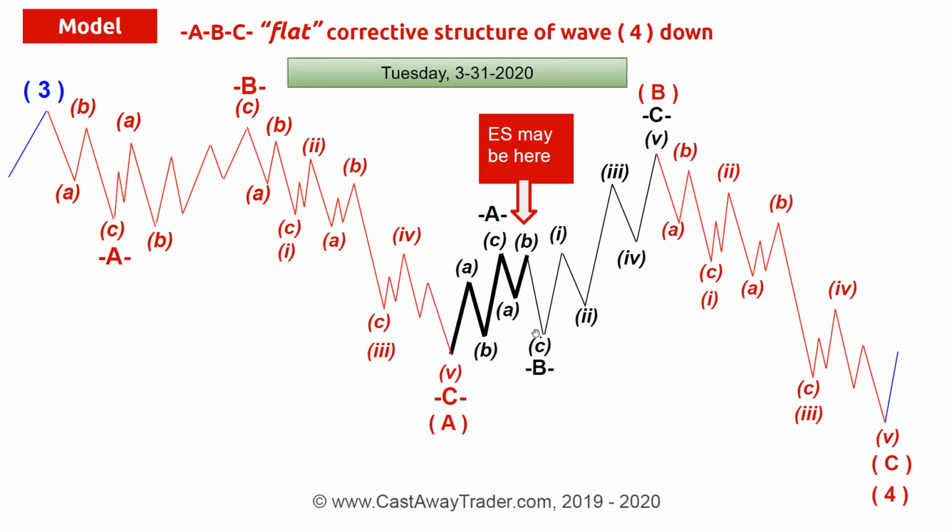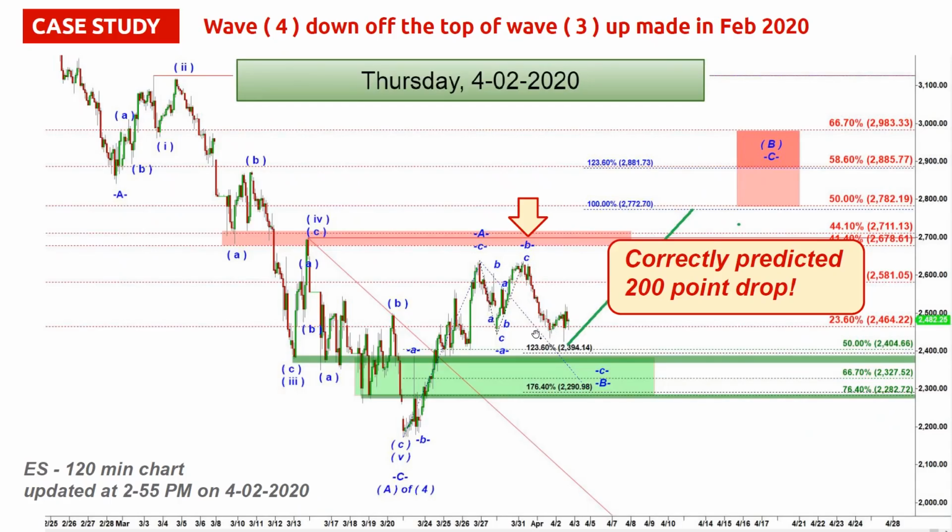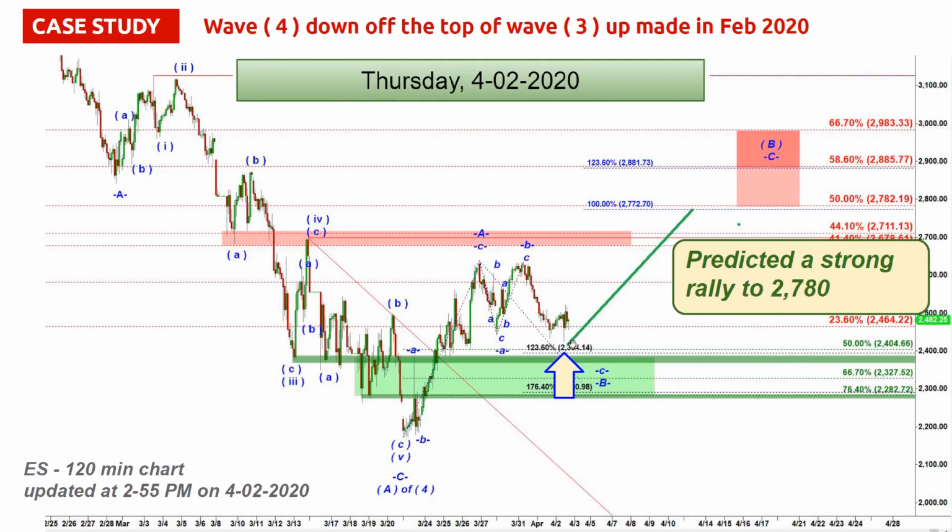And let me show you how it played out. It played out actually really well. You can see that the market dropped 200 points in basically two days. And I posted another forecast. I said, okay, once we get A up, B down, we need to get C up. And we can make several projections. And I predicted a strong rally to 2780.